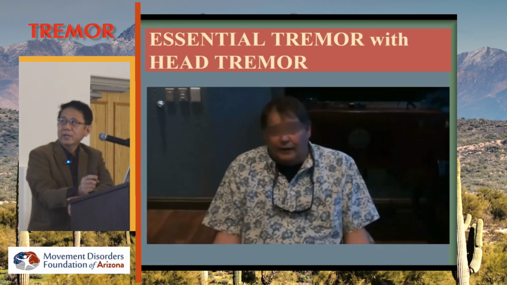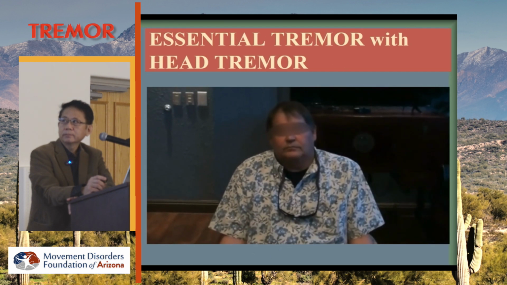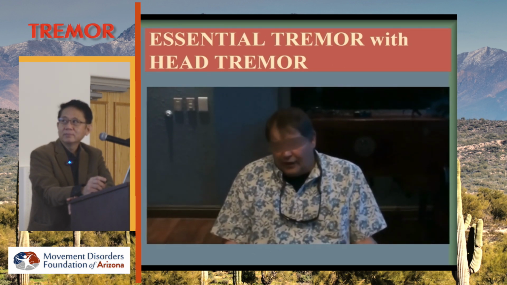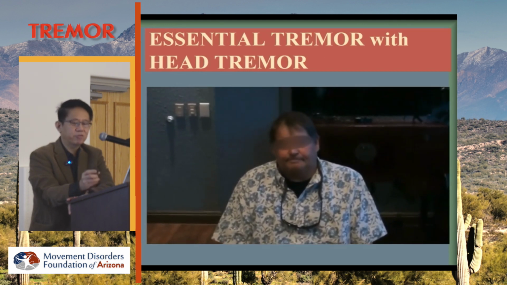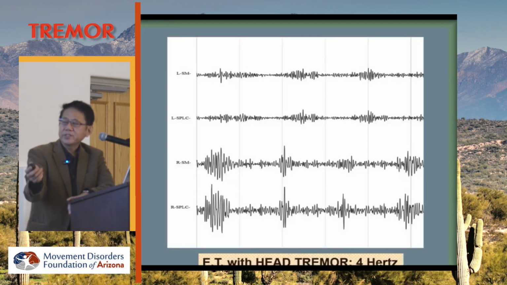So for instance, here's somebody with essential tremor with a head tremor. There's no twisting, there's no posturing. There's no turning of the head towards one side. So this is just head tremor from essential tremor. And if I do electrophysiology and measure the tremor frequency, it's 4 hertz. So the head is kind of slow when it tremors. It can tremor very fast, but 4 to 6 hertz is the usual head tremor frequency that I see.